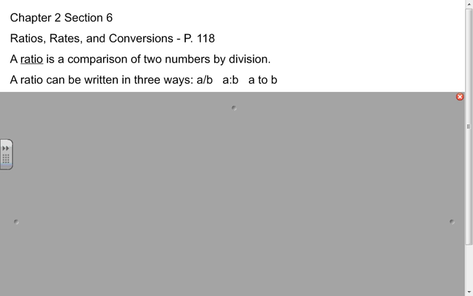Ratios can be written three ways, three different kinds of notation. You can write it as a fraction, a over b. You can write it with a colon, and you can write it with the word "to" in the middle.